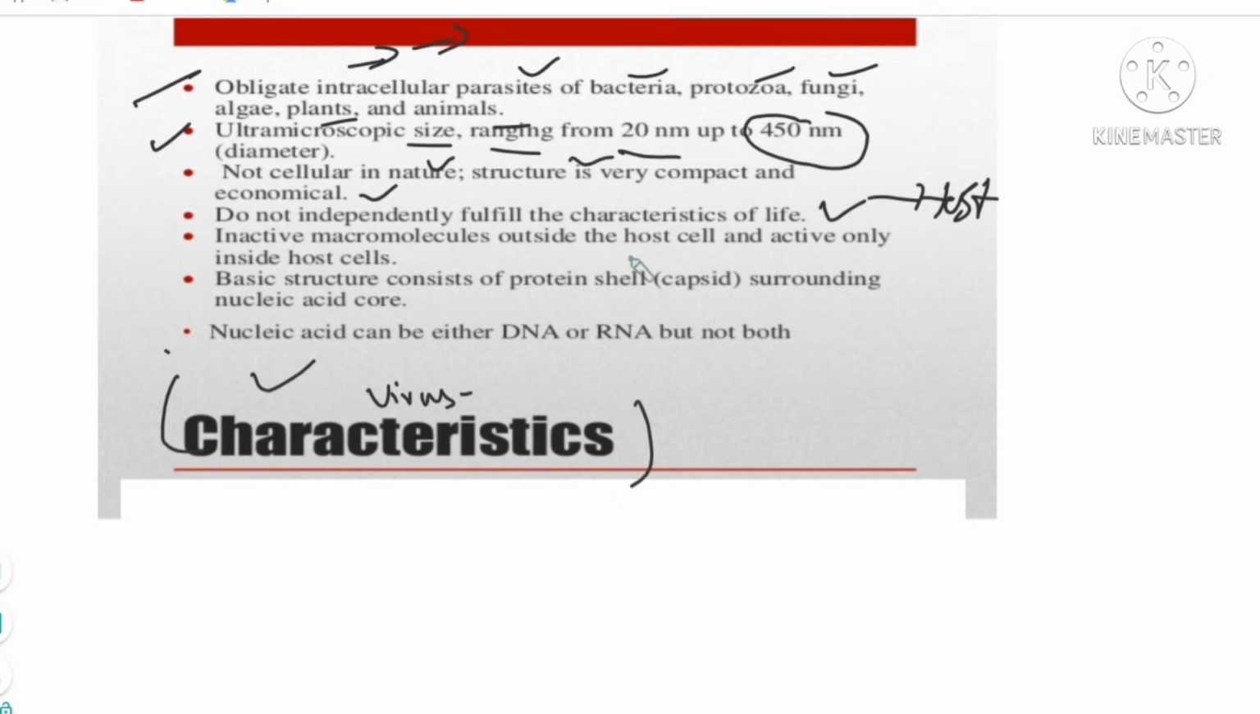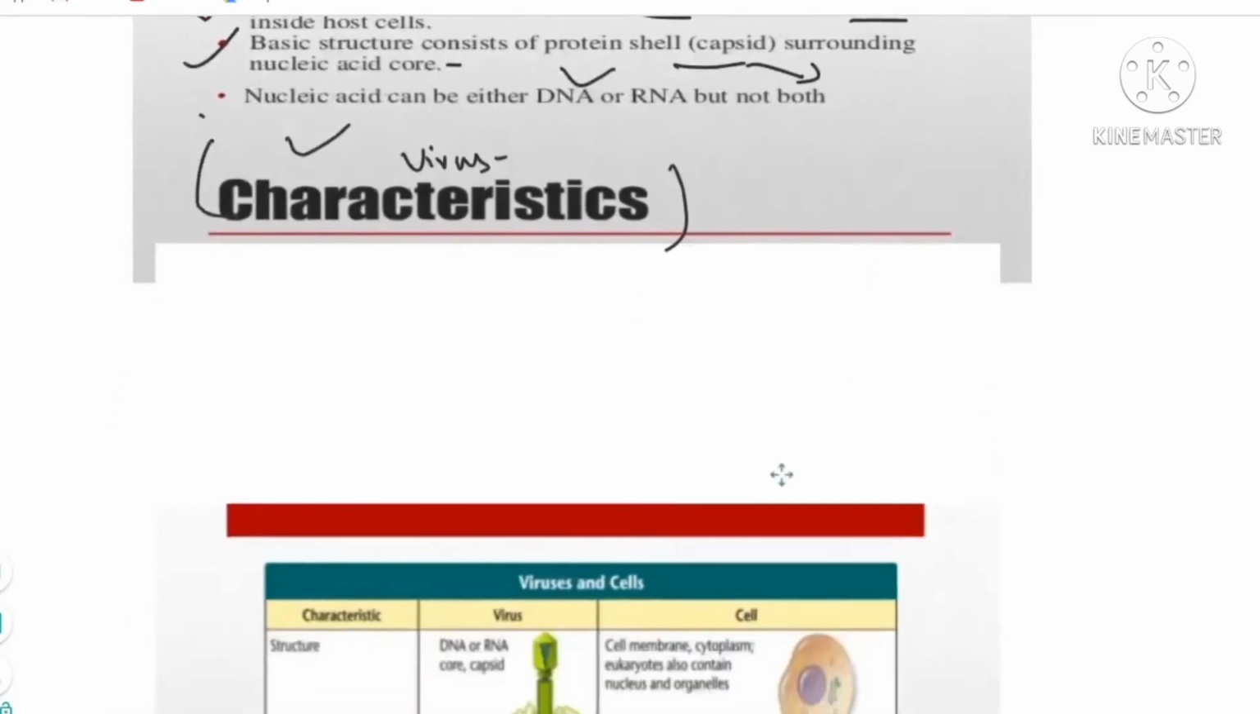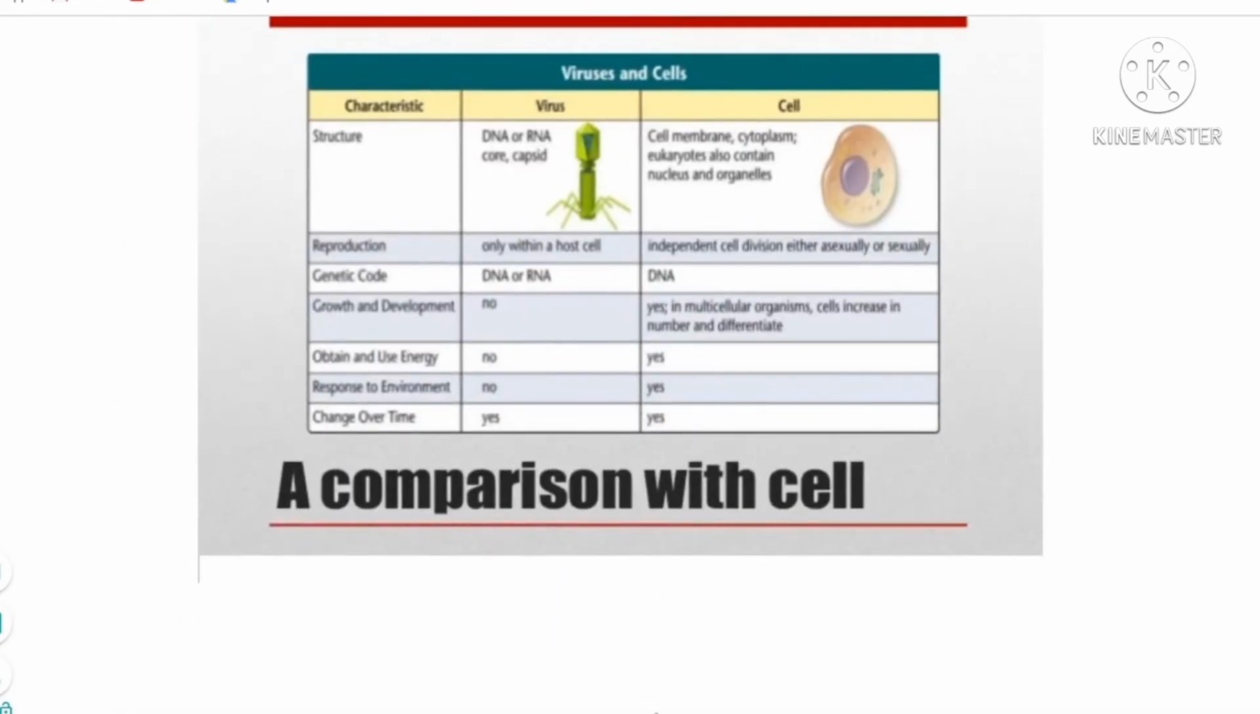Inactive macromolecule outside the host and active inside the host. Important point regarding the virus. Basic structure consists of a protein shell, that's the capsid, surrounding the nucleic acid core. ये हम देखेंगे अभी कैप्सिड क्या होता है. And nucleic acid, हमें पता है वायरस में होता है, that's RNA और DNA हो सकता है. न्यूक्लिक एसिड can be either DNA or RNA but not both. न्यूक्लिक एसिड both नहीं हो सकता. It can be either DNA or RNA.